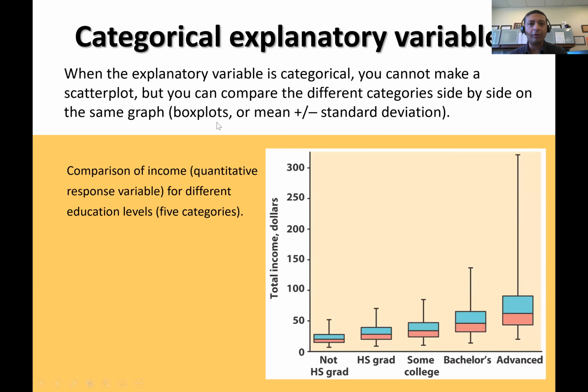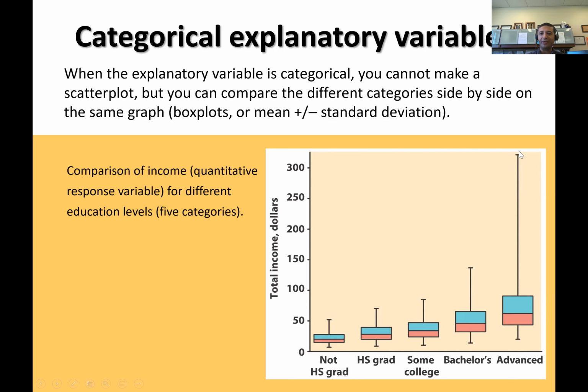As I said before, when the explanatory variable is categorical, you cannot make a scatter plot, but you can compare the different categories side by side on the same graph. This is where you look into total income in dollars for somebody who is not a high school graduate versus a high school graduate, somebody who has done some college, let's say an associate's degree, a bachelor's degree, or somebody who has been going through an advanced degree. This is how your total income increases.